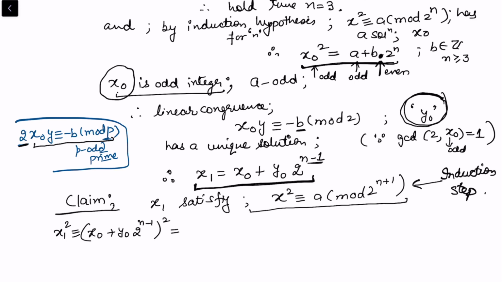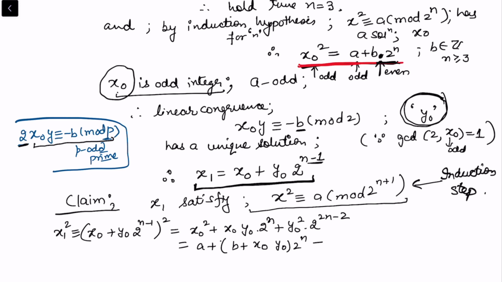This is equal to, just applying the a plus b whole square formula again, x naught square plus x naught y naught into, of course, 2 to the power n, because of the 1 2 that is going to come in the 2ab formula, and then we have y naught square into 2 to the power 2n minus 2. Now we have already assumed what the x naught square value is. Just substitute this value again in this equation as we did in the previous theorem. So this will become a plus b into 2 to the power n. So just club that value with the other expression. So it will become b y naught into 2 to the power n plus y naught square into 2 to the power 2n minus 2.